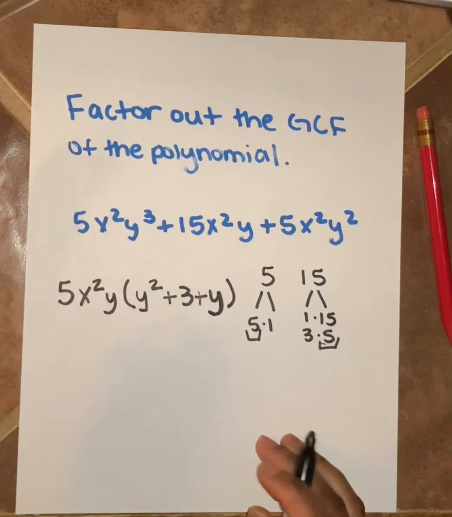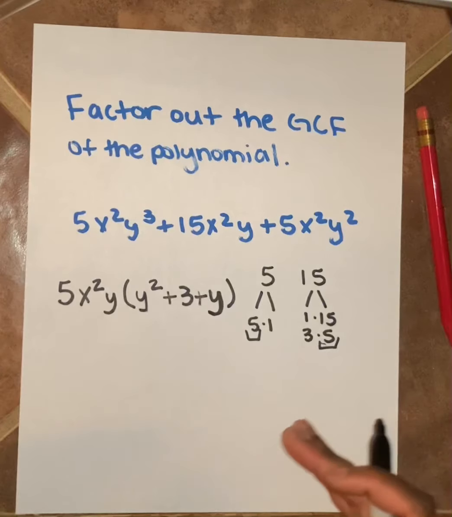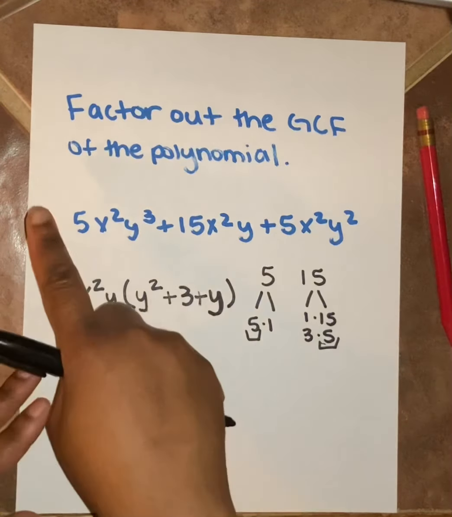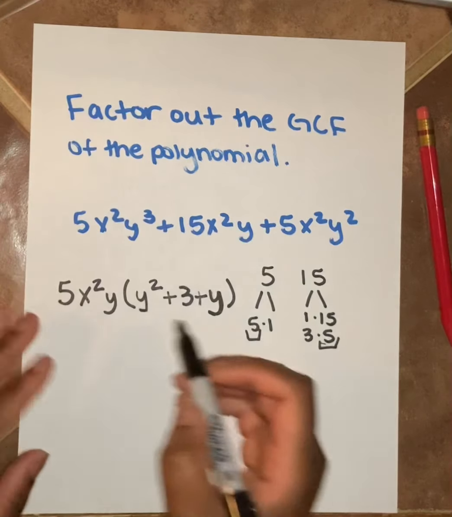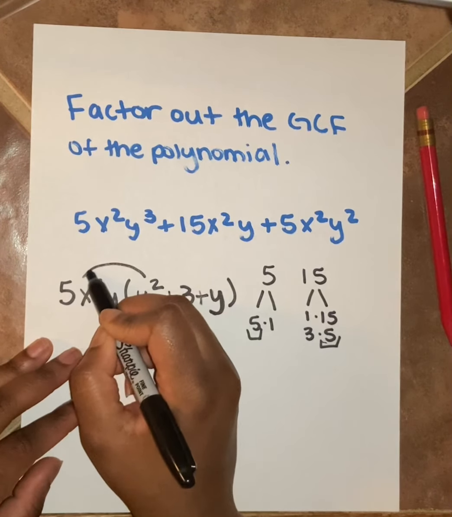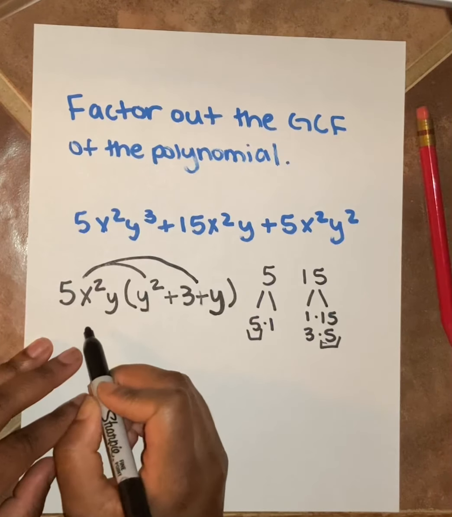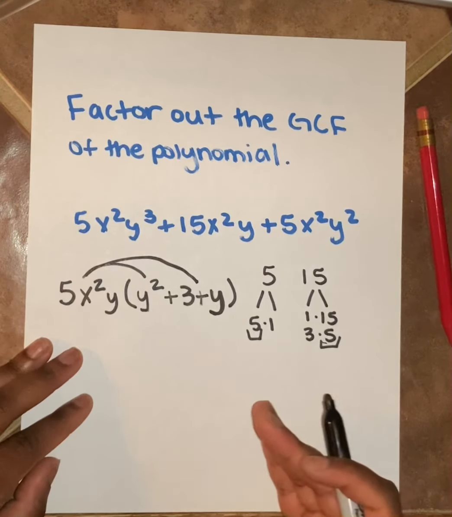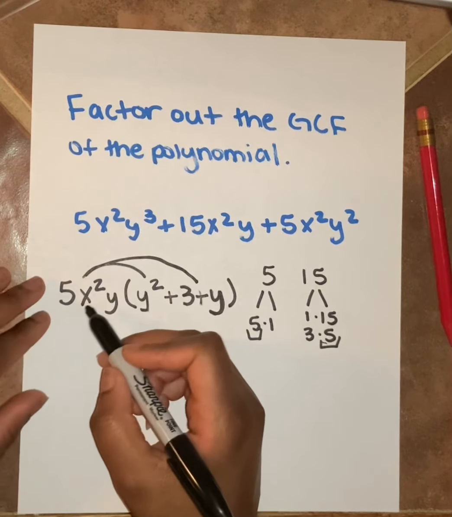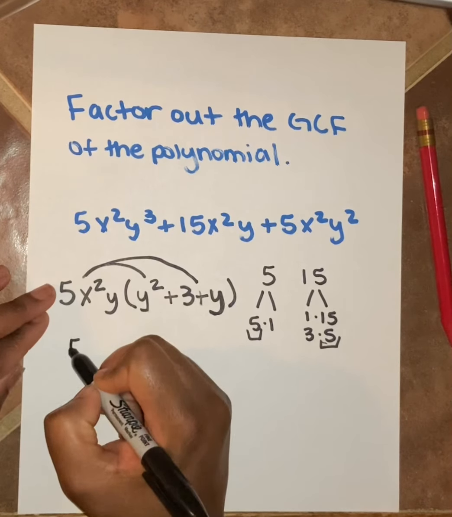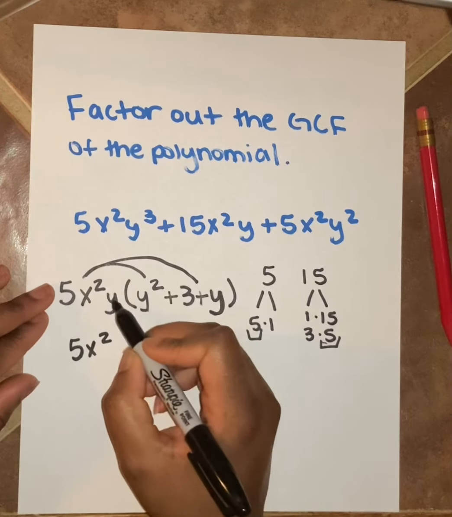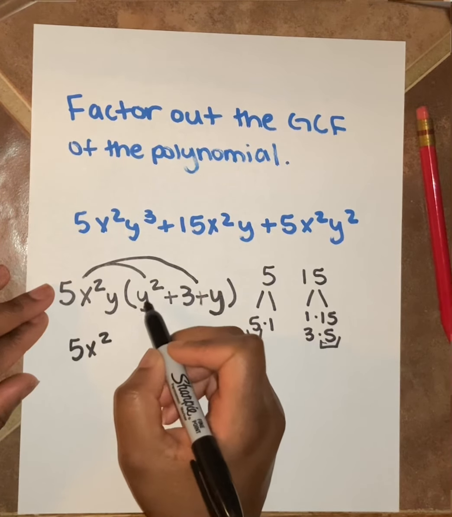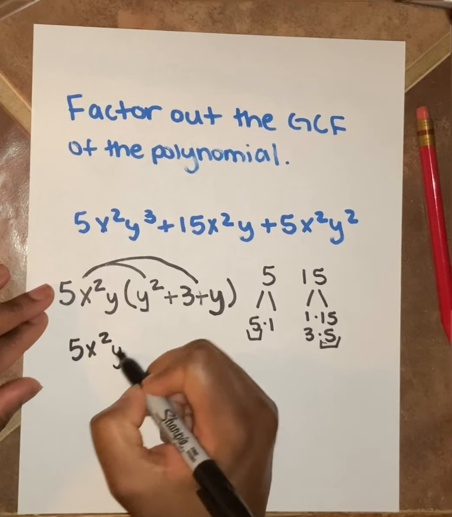And you can always check your answers by expanding this out again. Once you expand it, you should get the exact same thing that we have here. So we're going to multiply these out. We're going to use the distributive property, and we're going to multiply our GCF by each term that's within our parentheses. So we have 5x squared and y times y squared gives us y cubed.